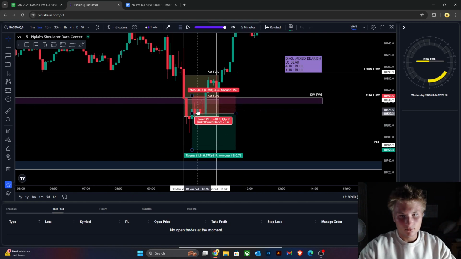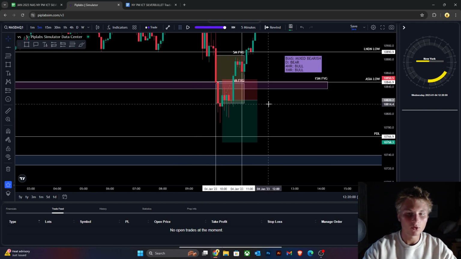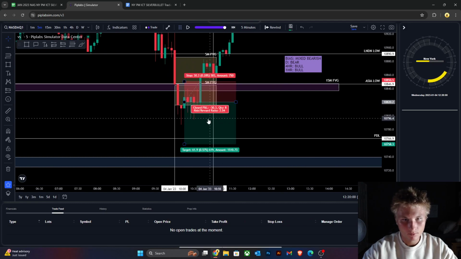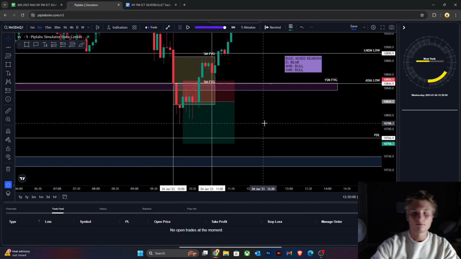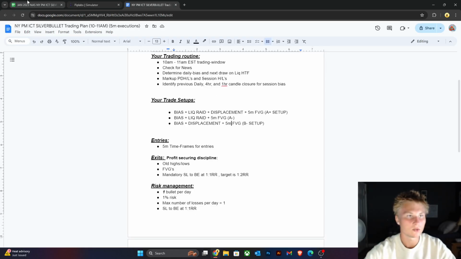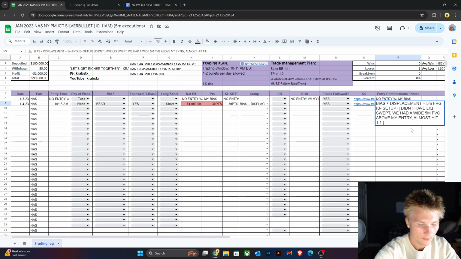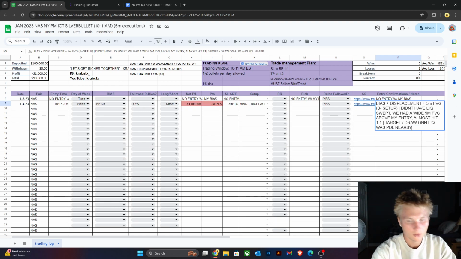but we did not get the full TP. We did have a nice target. Target was previous day's lows as well. I'm gonna note that down. Target / draw. Liquidity was previous day's lows nearby.